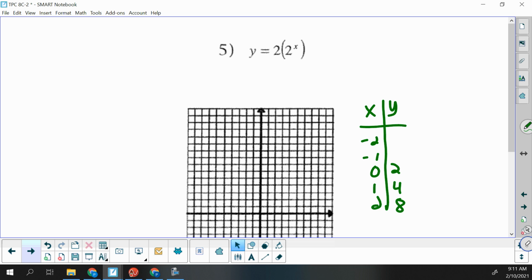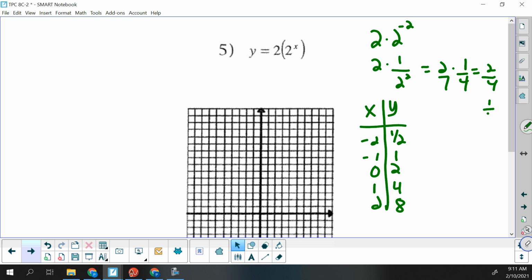And if we follow our pattern backwards, we would have 1 and then a half. Just so you can see where the half is coming from, 2 times 2 to the negative 2. Negative exponent, so move it to the bottom of the fraction, it becomes positive. This will now be 2 times 1 over 4. When you multiply fractions, you multiply straight across, so that gives you 2/4, which is a half.